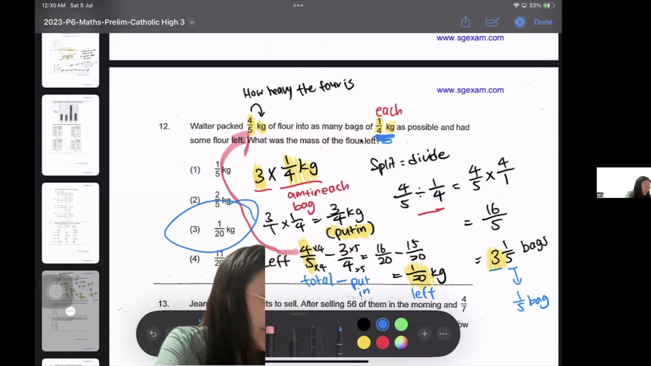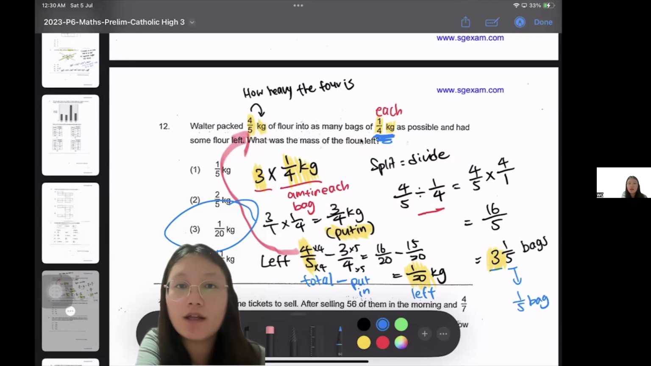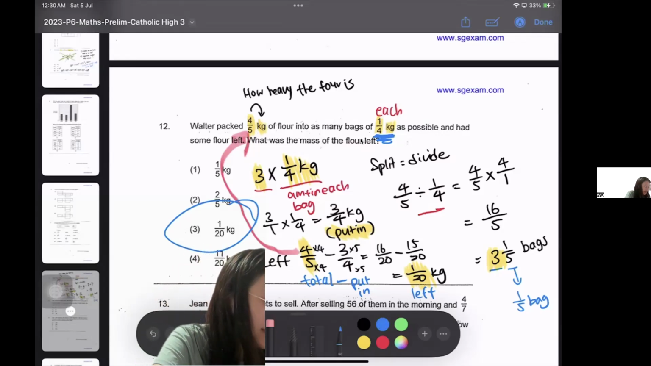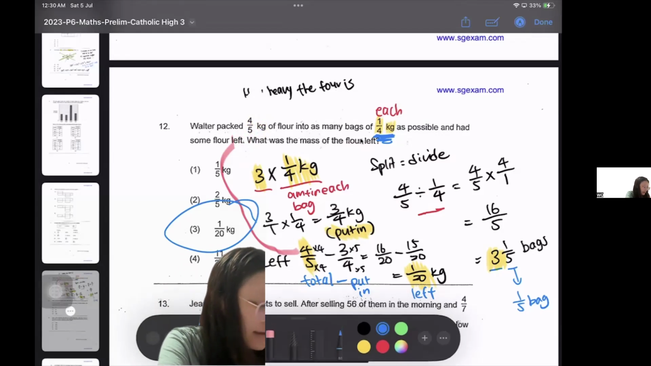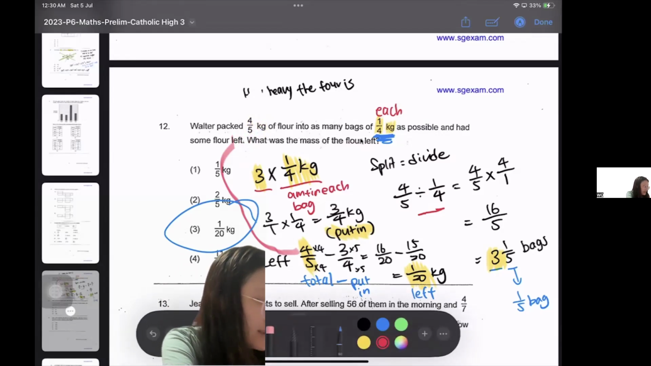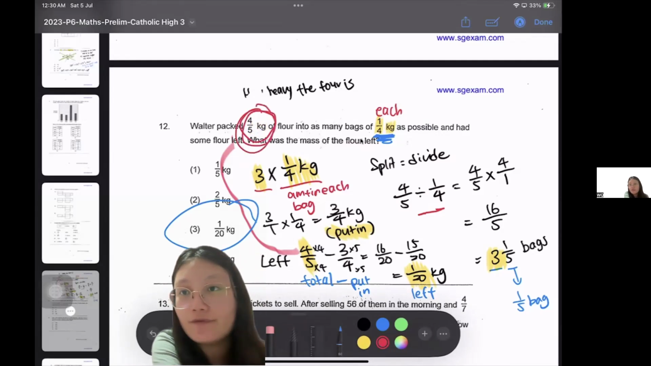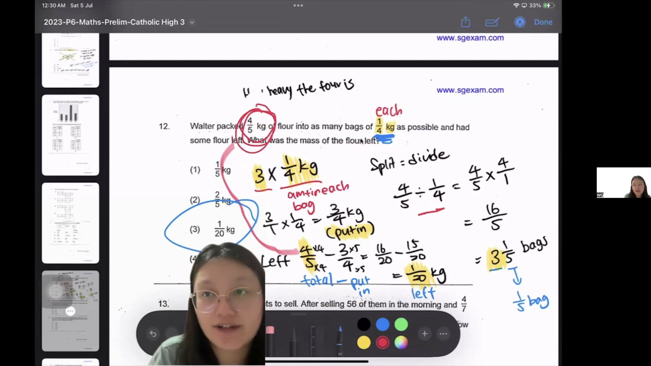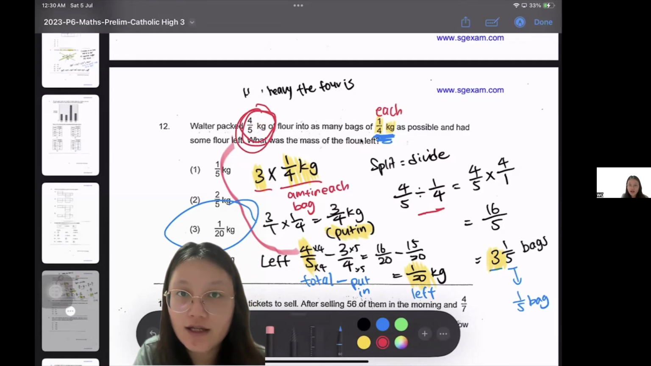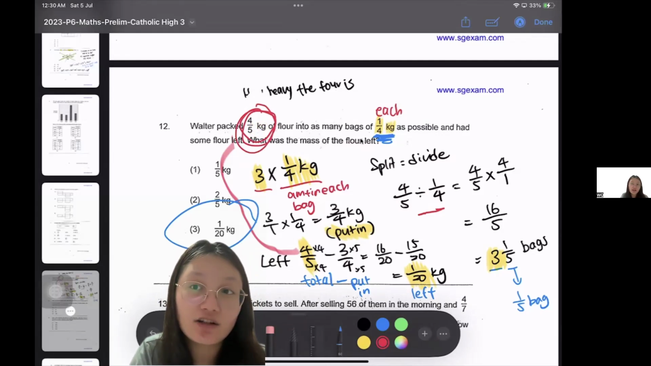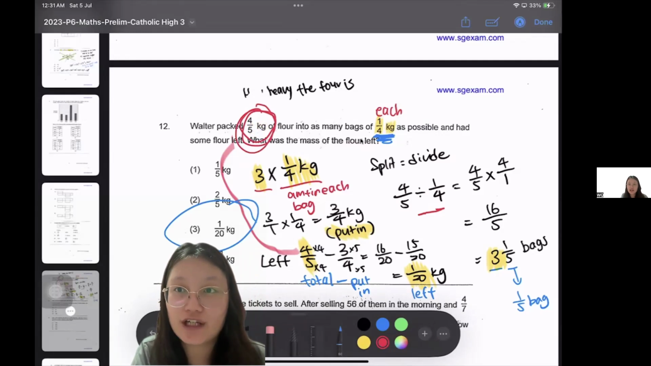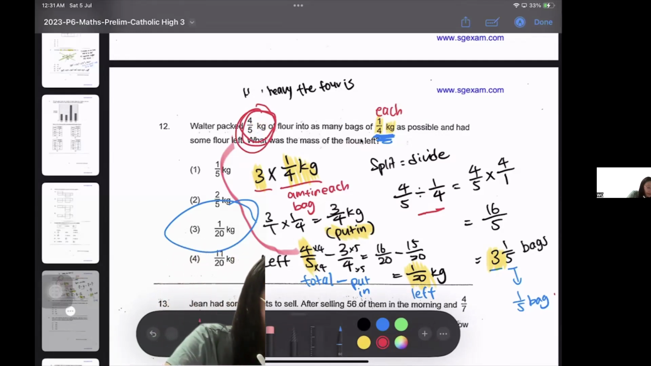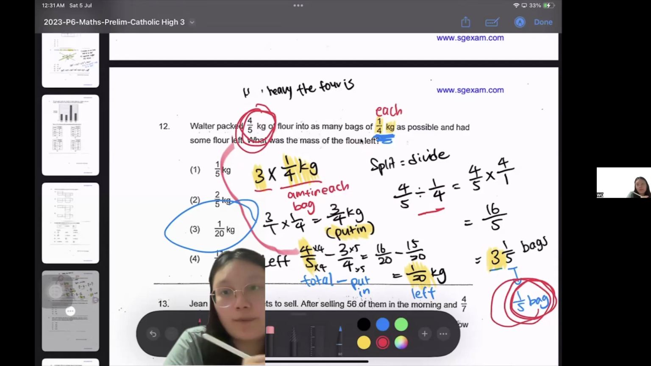So this is important. You need to understand the difference between a fraction that is a kg versus a fraction that is a fraction of something. If you see here, this is 1/4 kg. That is 1/4 of 1 kg, not 1/4 of the flour. Sorry, this is 4/5 of a kg, not 4/5 of the flour. So you need to treat this as a constant, as a number, not as a fraction. Meanwhile, the thing at the bottom over here, the 1/5 of a bag, that is a fraction.